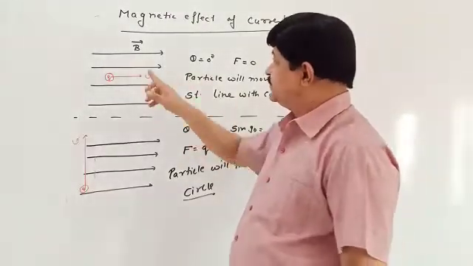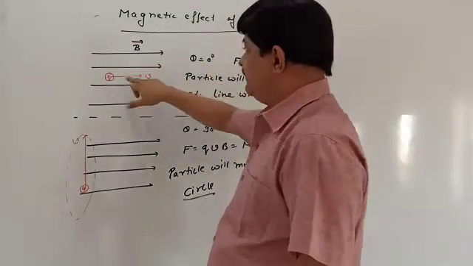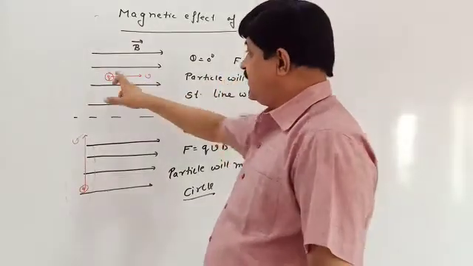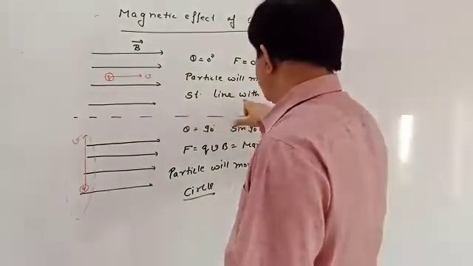Two possible cases if you will see. If theta equal to 0 degree, force on particle will be 0 because sine is 0. So if the particle is projected in the direction of magnetic field, the particle will move in a straight line with constant velocity.